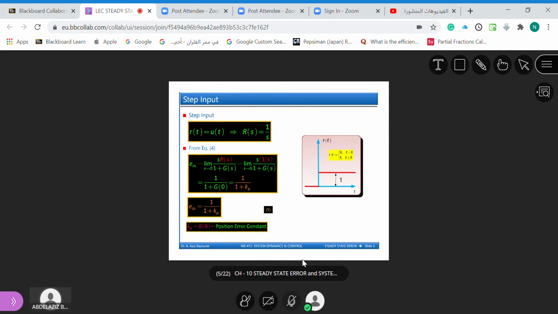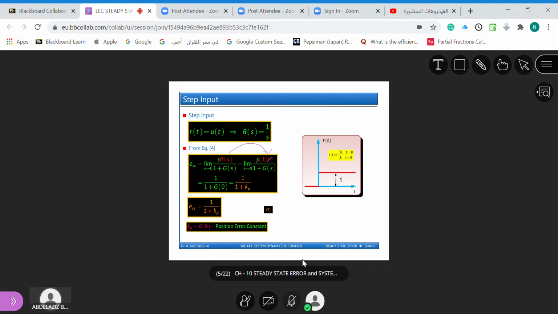For example, for a step input, you remember in time domain, we write it r equal u of t, or 1 of t if you want. Here we have magnitude 1. And R of S will be simply 1 over S. Now the steady state error, we wrote it in the previous equation: limit of S R of S over 1 plus G of S. Now you substitute R of S by 1 over S for a step input. You simplify S with S, and you end up by having 1 over 1 plus G of 0.